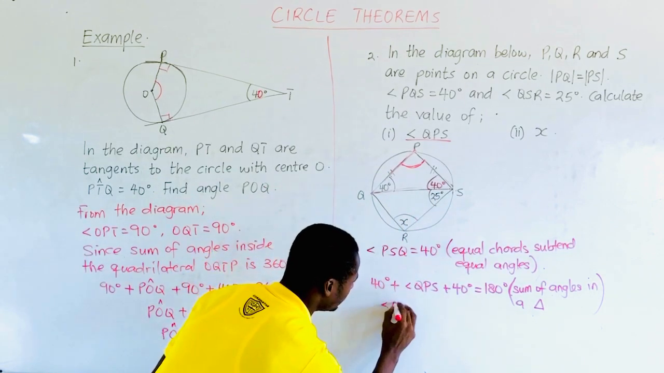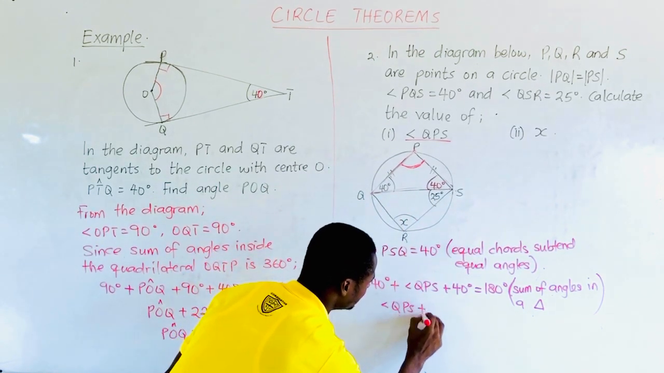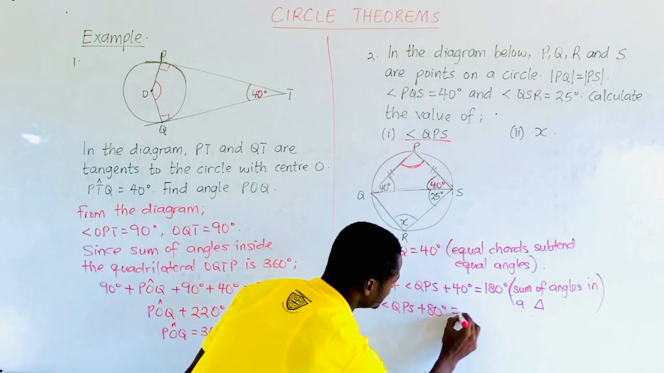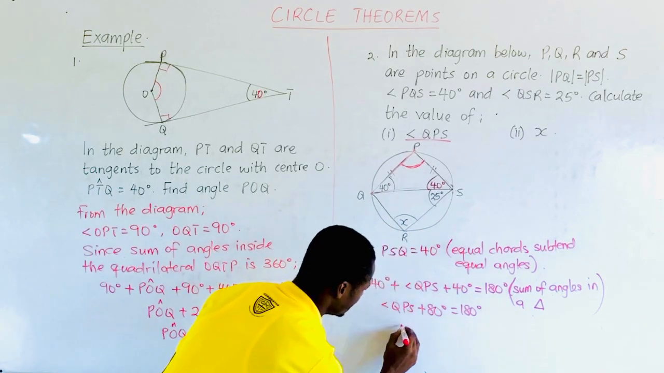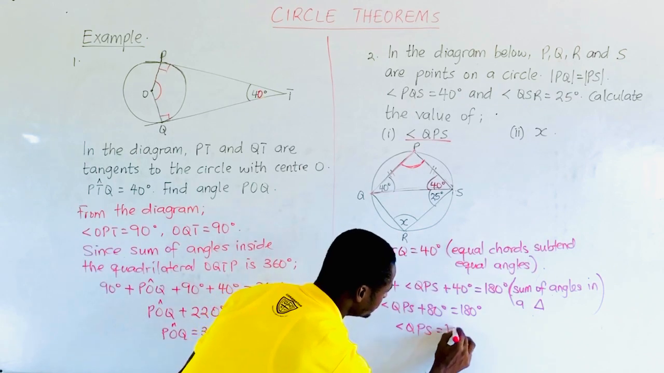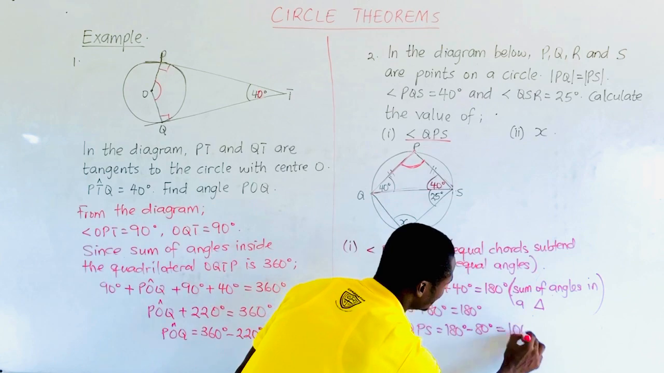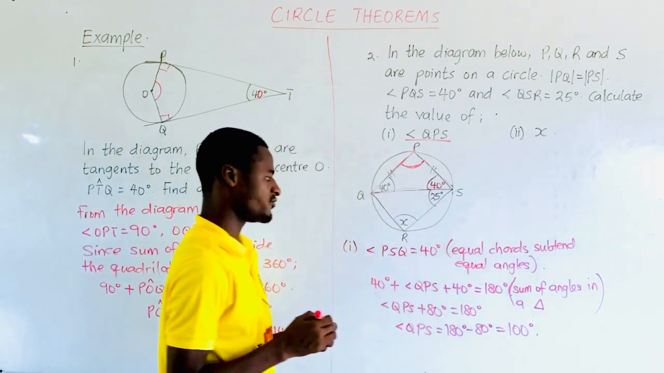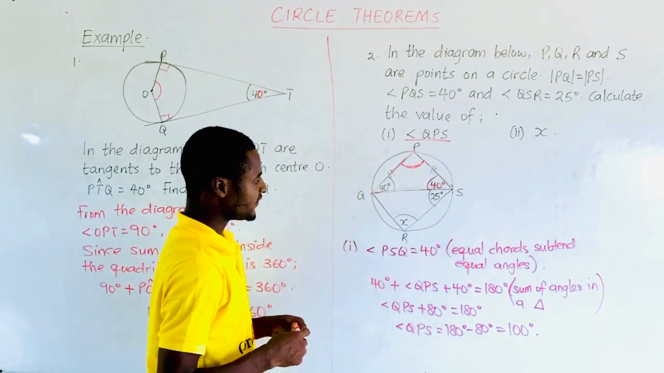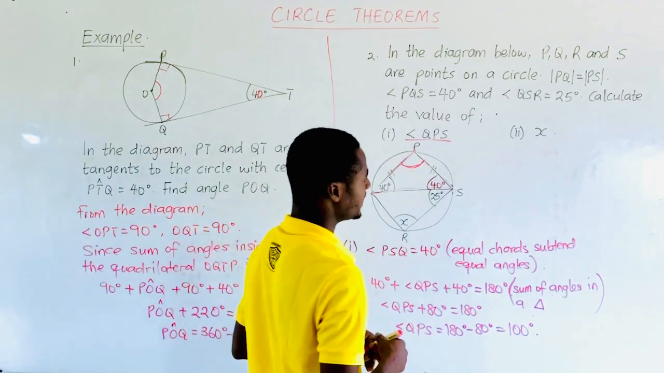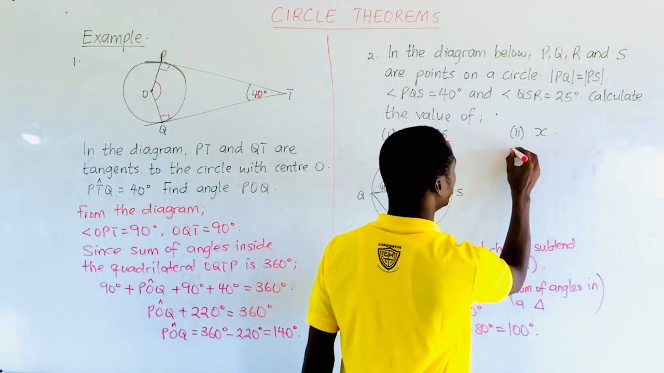So angle QPS plus 80 degrees is equal to 180 degrees. And then our angle QPS is equal to 180 degrees minus 80 degrees, which will give us 100 degrees. Now let's find the value of x.